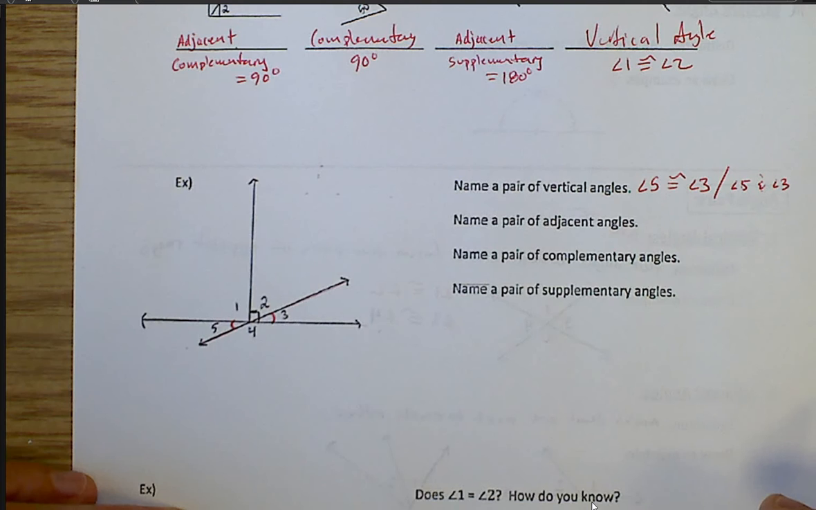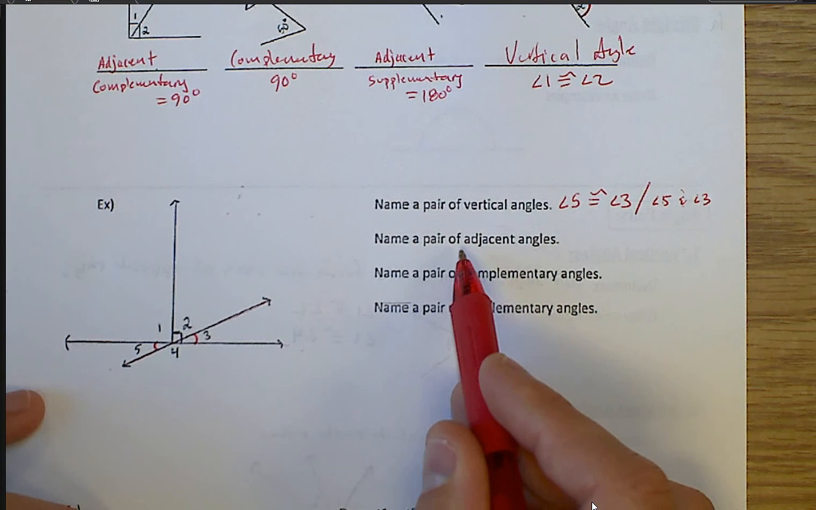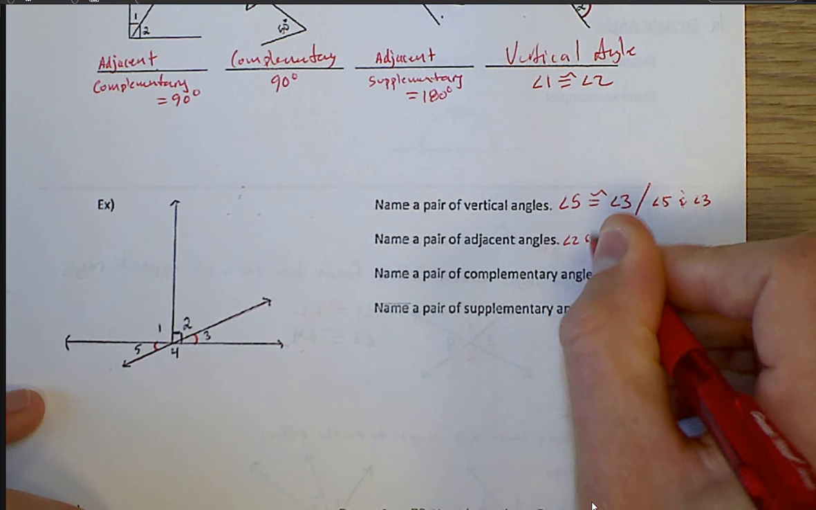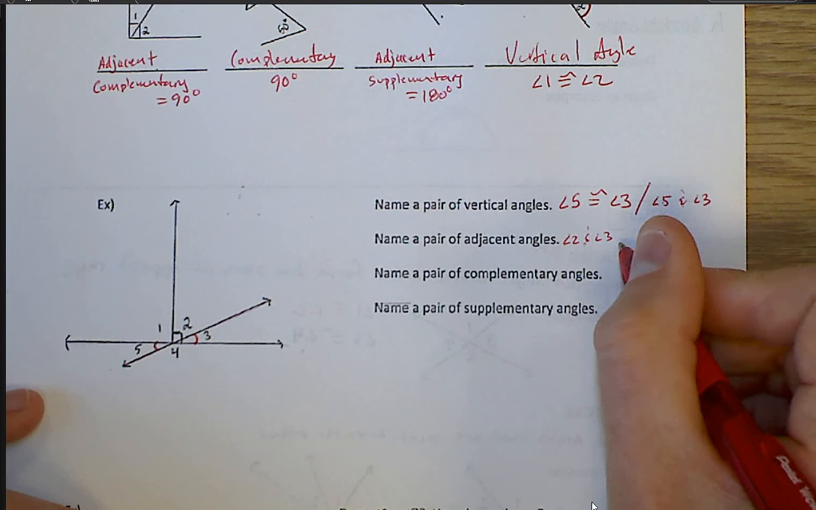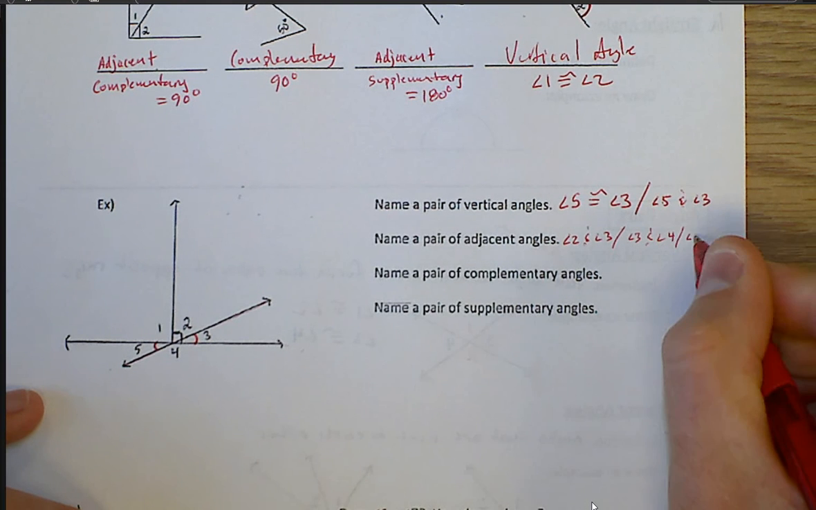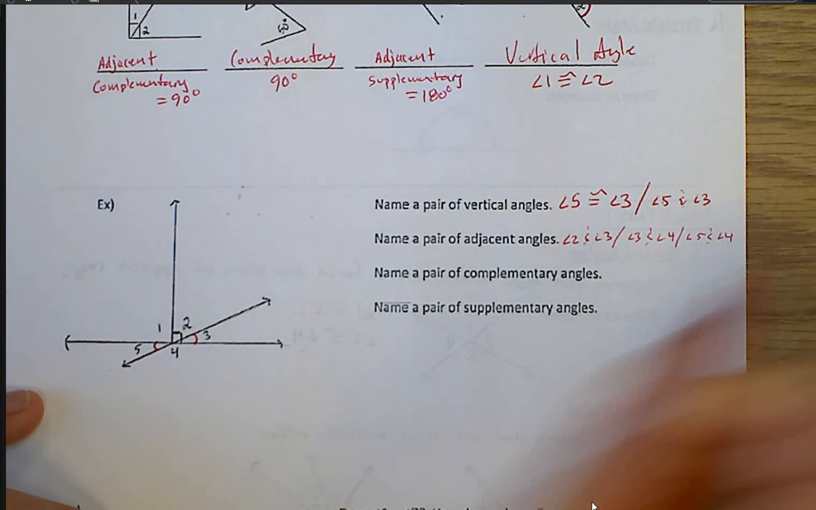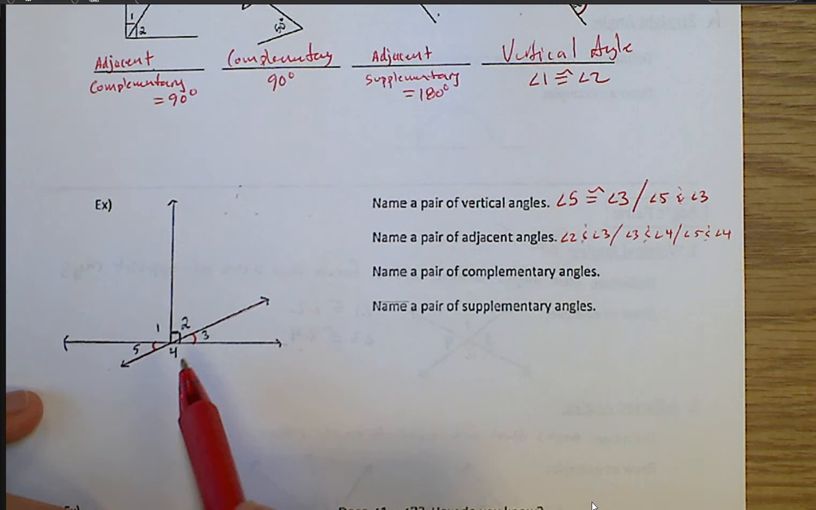Okay? Pair of adjacent angles. These are just angles that are next to each other. You could say angle 2 and angle 3. They're next to each other. You could say 3 and 4. You could say angles 5 and 4. There's a couple different pairs of adjacent angles. Those are just angles, again, that are next to each other that are formed by a common ray.